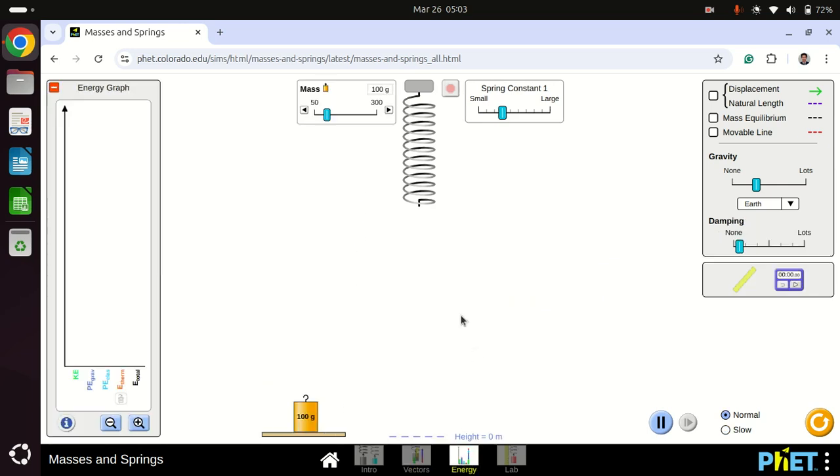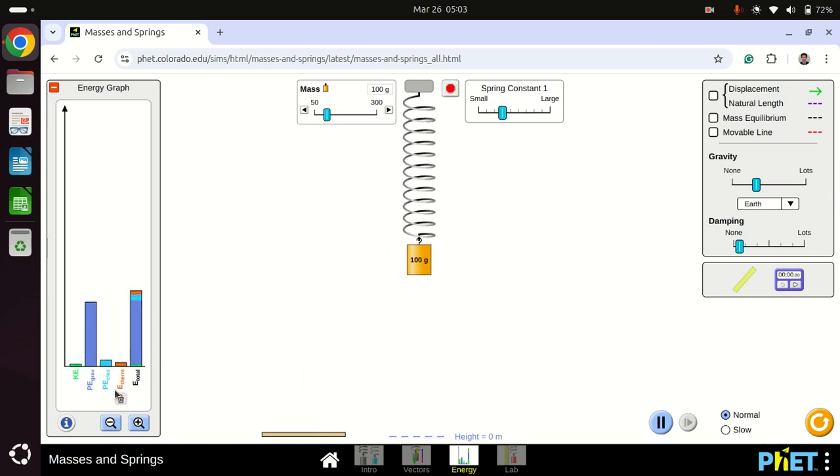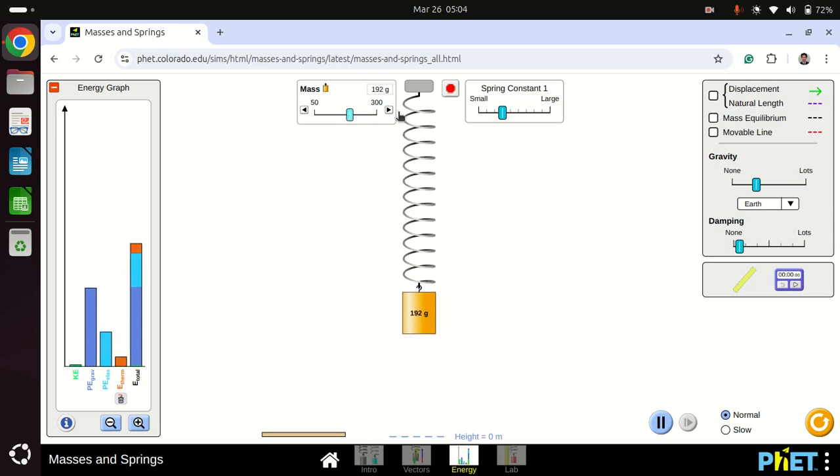Now here we have the energy part. What happens when I apply this energy? You can see here what happens to kinetic energy, potential energy, and potential energy of the spring. If there is some thermal energy, that is also shown here. So suppose I increase the mass, then you can see the energies are going to increase. Again you can see the displacement and mass equilibrium.